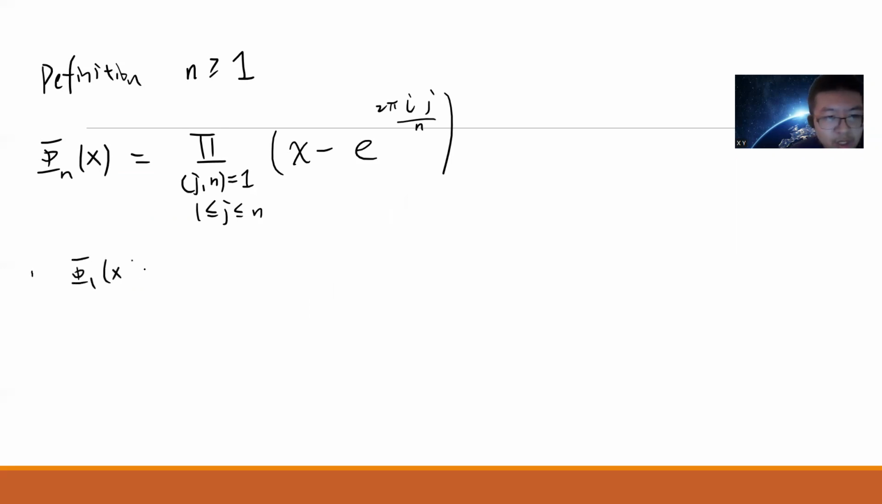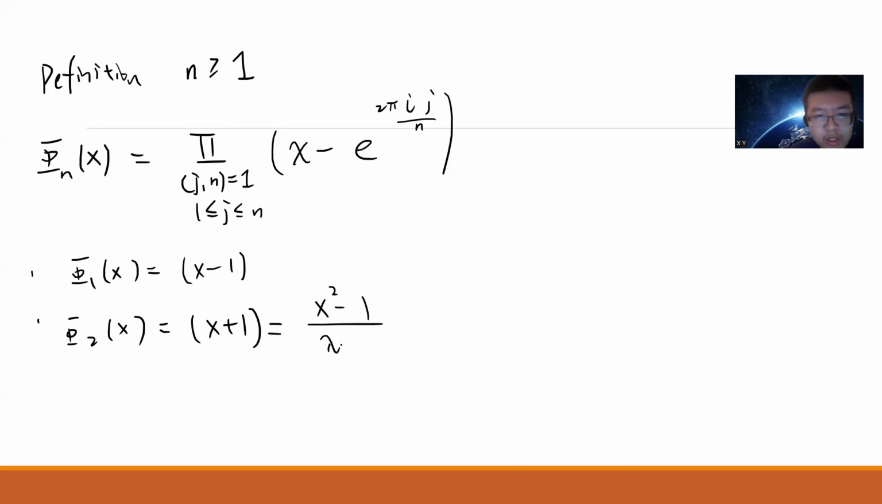Phi 1 of x is very simple, it is x minus 1, because the only root of unity is 1. Then phi 2 of x is x plus 1. If n is 2, you can only put j equals 1, you cannot put j equals 2, because 2 and 2 have greatest common divisor 2. So basically this is the same as x squared minus 1 divided by x minus 1.